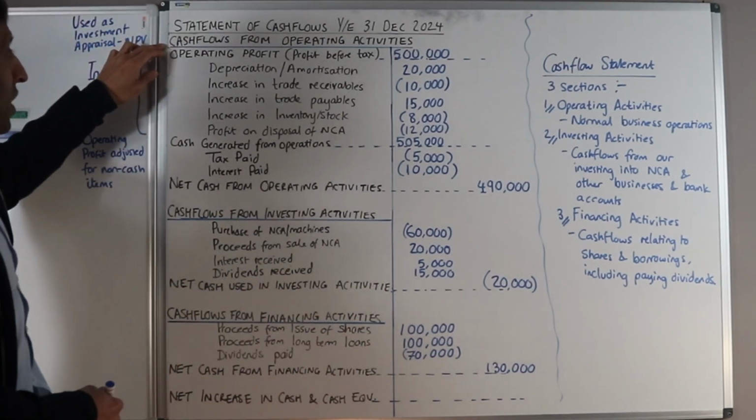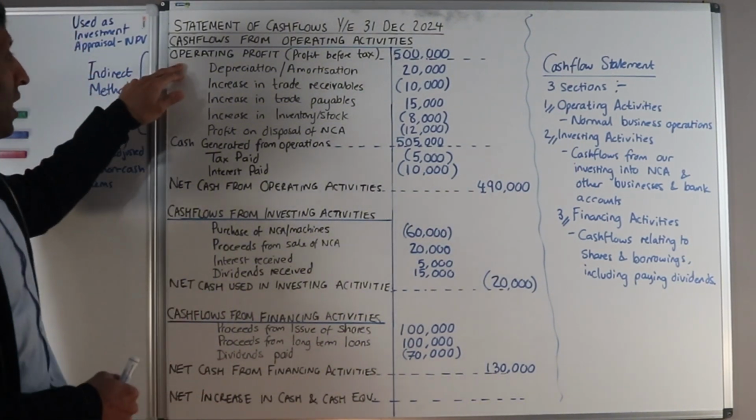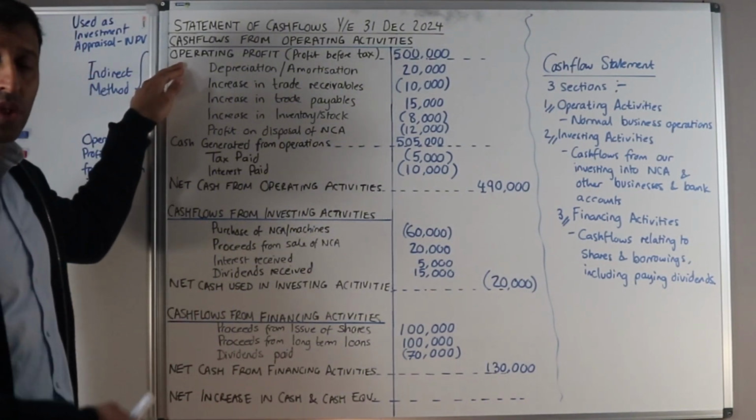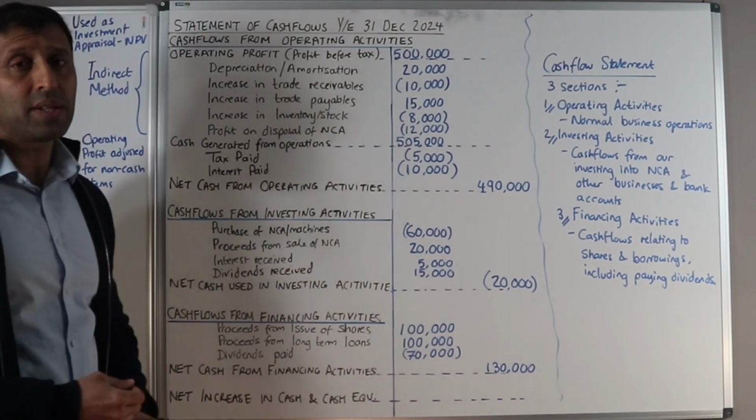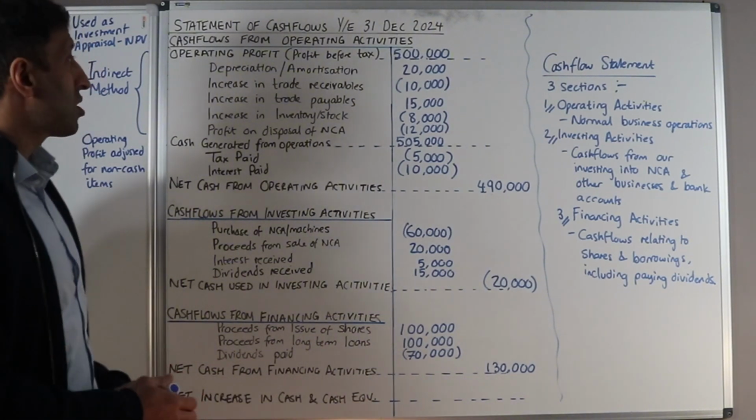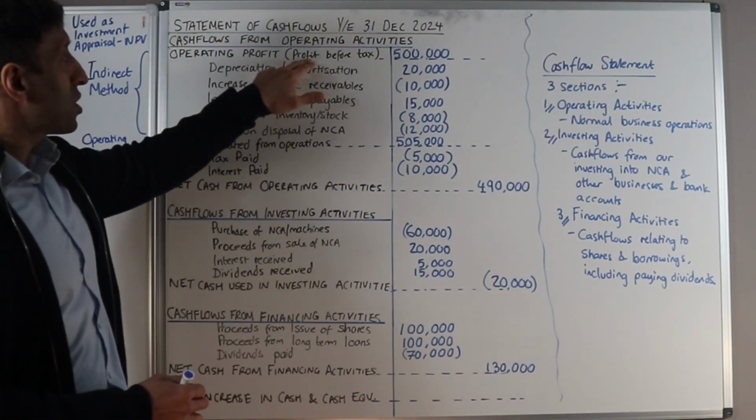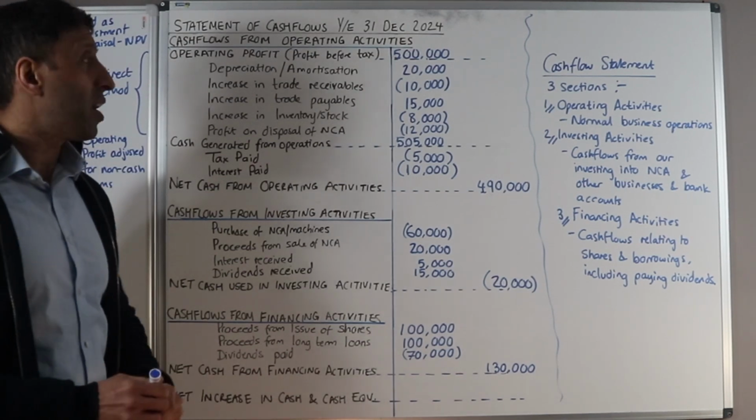So section 1 starts with cash flows from operating activities. The first number here is profit from operations, which we can see from our limited company or incorporated business income statement or statement of profit and loss. So it's otherwise known as profit before tax. We bring that in from the income statement, statement of profit and loss.